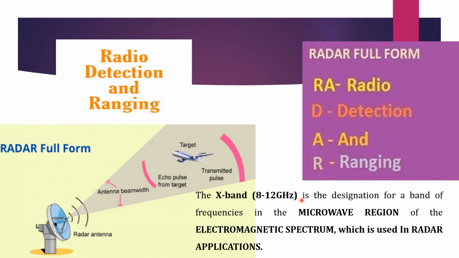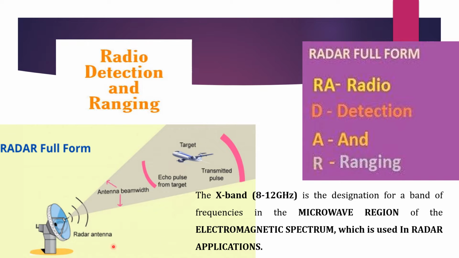Basically all radars work in the X band, but sometimes they also use S band and Ku band frequencies. The X band frequency, as you already know, is from 8 to 12 gigahertz. I already told you in the last lecture that these frequencies are in the microwave region. X band comes in the microwave region of the electromagnetic spectrum, and it is basically used for radar applications.